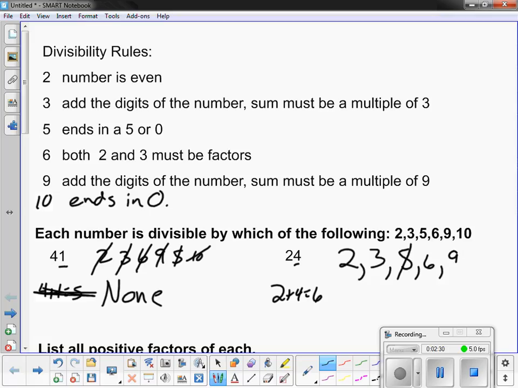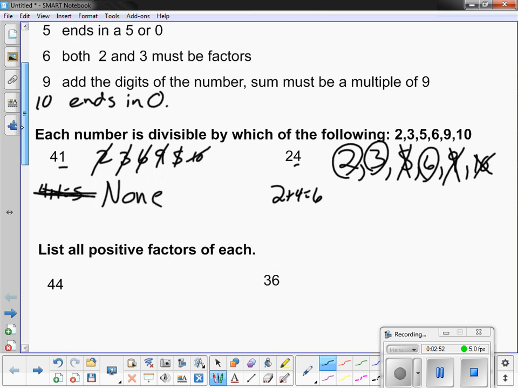Next question is 9. 2 plus 4 is 6. 6 is not a multiple of 9. 9's out. It ended in a 4, so the 10 is out. So this is only a 2, a 3, and a 6. That's what that section of the quiz is. Is it divisible by those numbers? You use the rules from problem number 1.